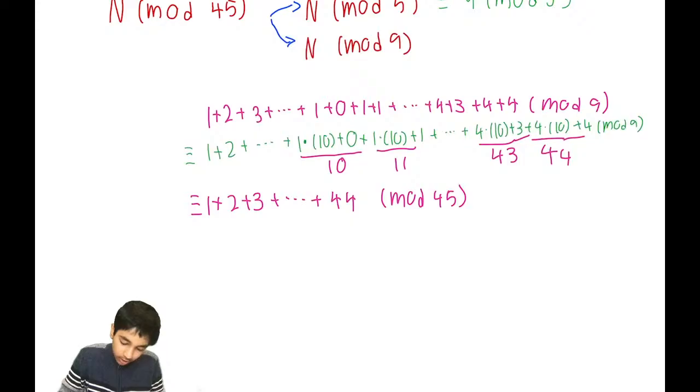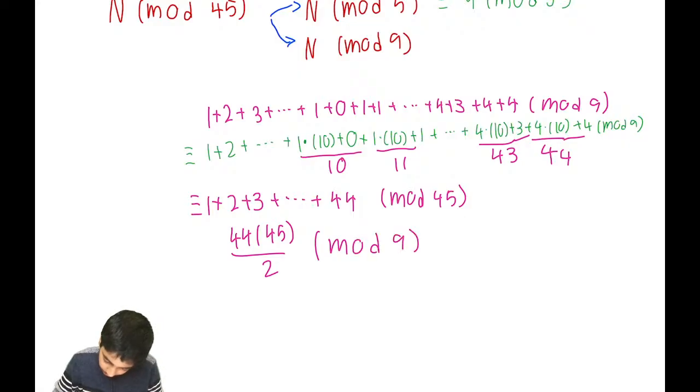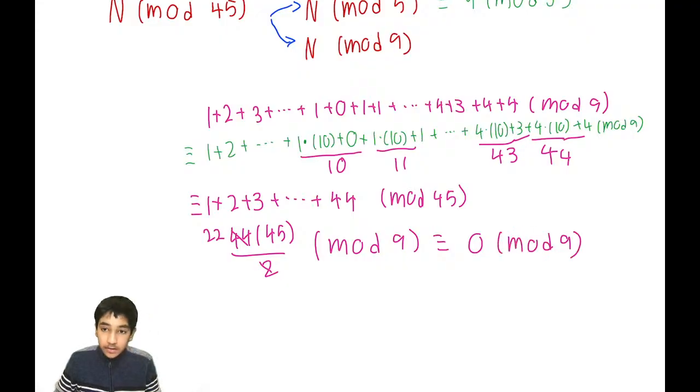And what is this value? This is just going to be 44 times 45 over 2 mod 9, which is just 0 mod 9, since this is just going to be 22 times 45, which is a multiple of 9. Right? So this is really clever.